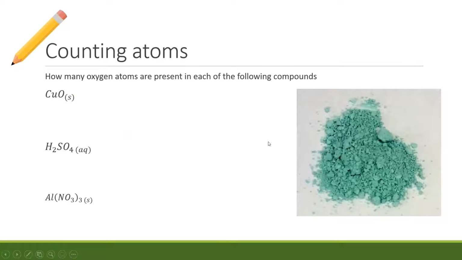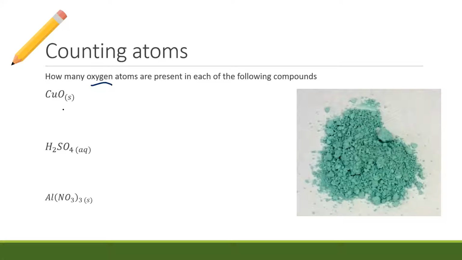So I'm going to show you guys now. We're going to build up to chemical reactions. The first step to understanding chemical reactions is an ability to count atoms. And this is exactly what we just did in that previous example. The question here is, how many oxygen atoms are present in each of the following compounds?